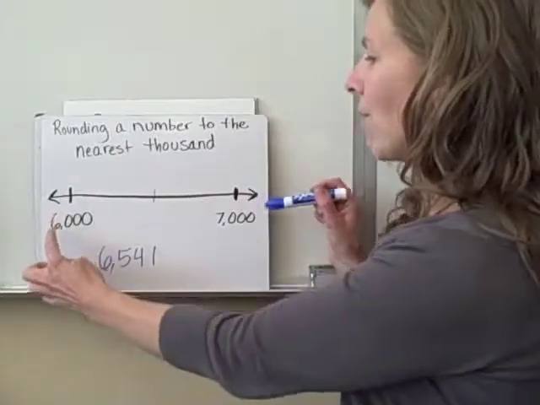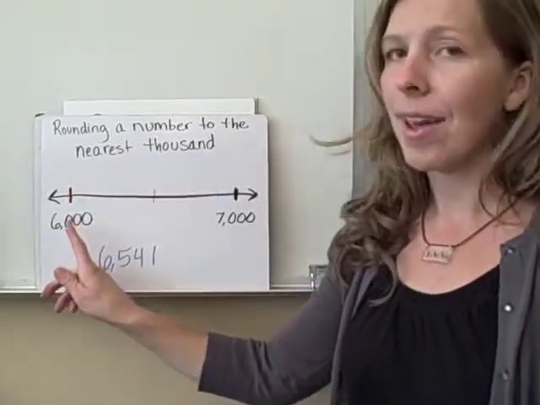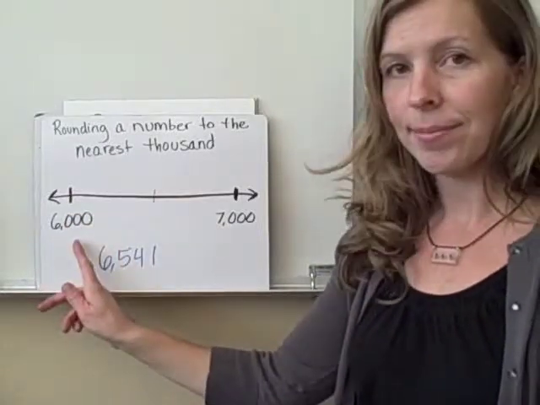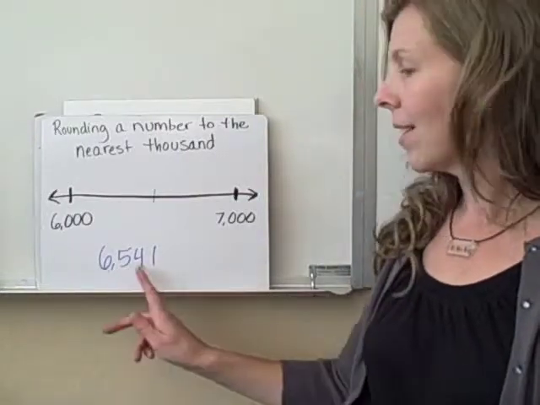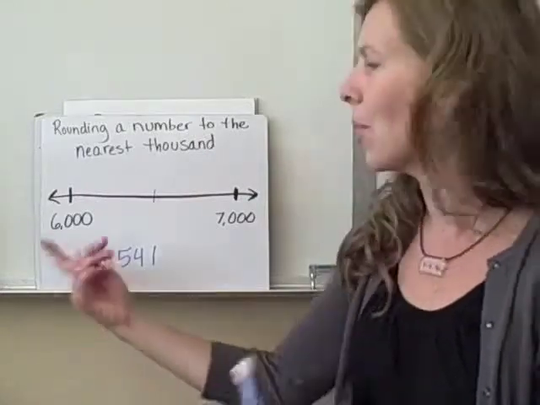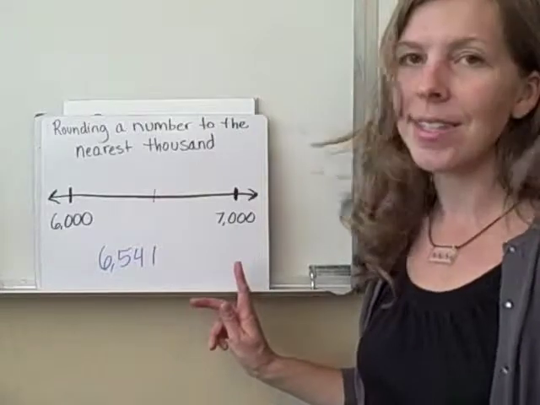So when I have my number line, I just drew this straight line, and I knew that the thousand that was below this number is 6,000, and the thousand that's above this number is 7,000. 6,541 fits somewhere in between. It's sandwiched between 6,000 and 7,000.